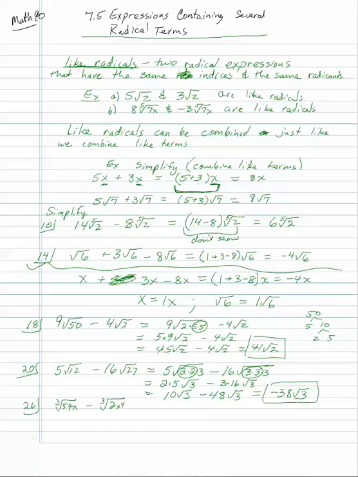Okay, let's look at 26. So let's see, cube root of 54. 54 is 9 times 6. So 3 3's times 2.